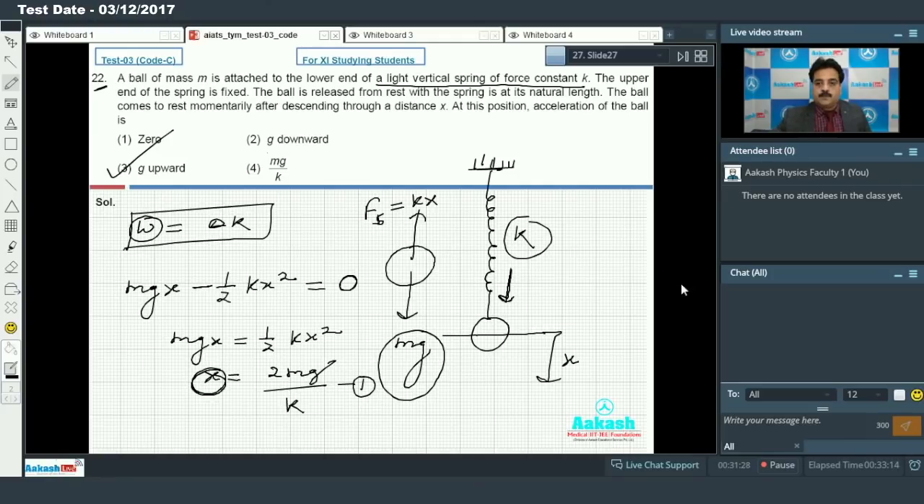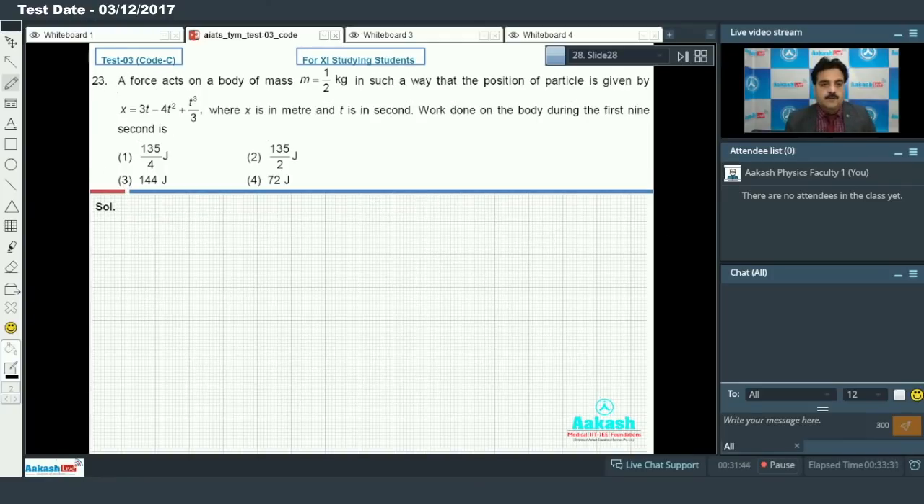So let's move on. Question number 23. A force acts on a body of mass 1 by 2 kg in such a way that the position of the particle is given by this, x in meter, t in second. Work done on the body during the first 9 seconds.